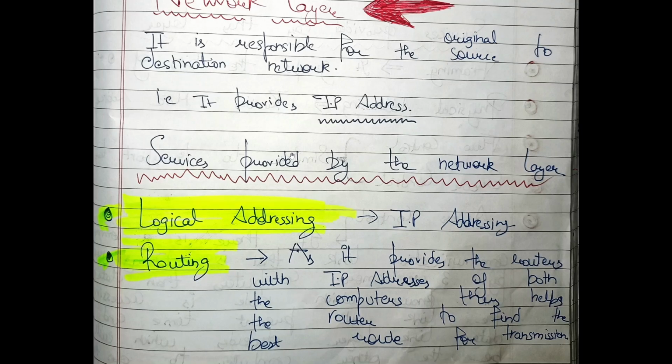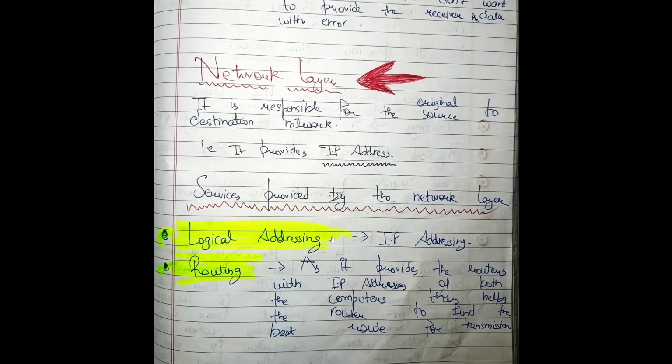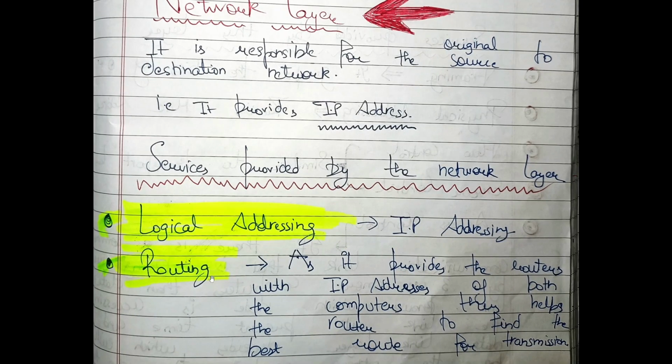As I told you, your computer is first recognized as a part of a LAN, and whatever the router is sending you will first be sent to your LAN, then it will reach you with the help of the MAC address. So this helps first of all in logical addressing, because it provides IP addressing. Then routing, as I told you just now, as it provides the routers with the IP addresses of both computers. This helps the router find the best route for transmission.